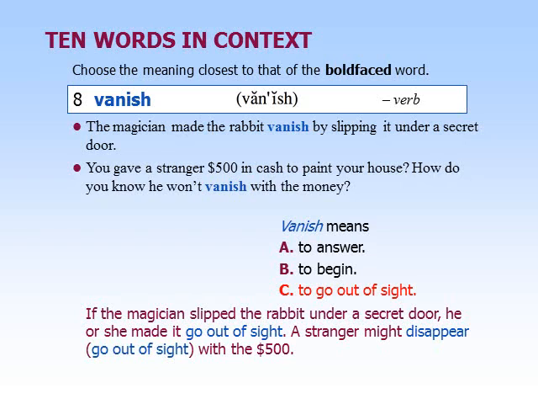Vanish is a word that's often used in terms of magic, meaning that something is disappearing in some mysterious, unknown way. So in the first example, the magician is making the rabbit vanish. We don't know how it disappeared. In this case, the stranger is going to vanish with the money. We don't know where that person went. It just disappeared. Okay.